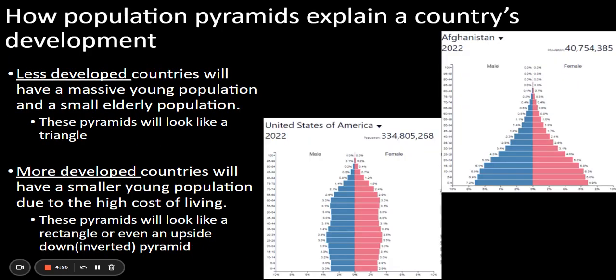Okay. How does a population pyramid explain a country's development? Now, this is very important.